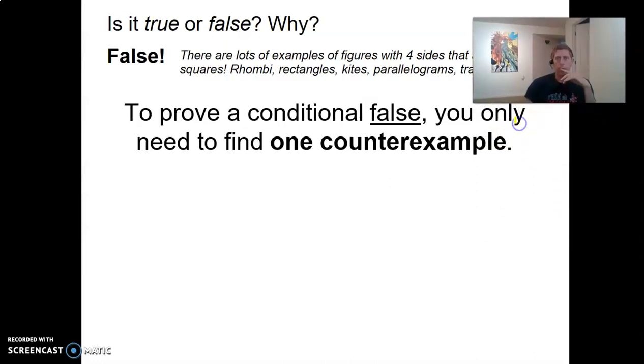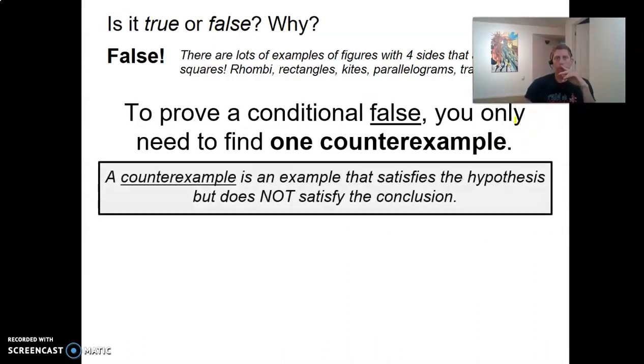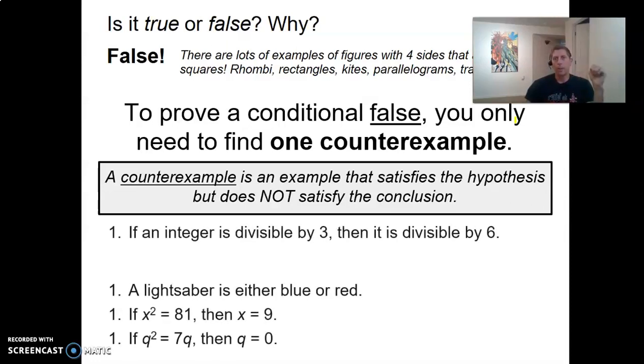So let's take a look at some more examples here. The counterexample, like I said, is an example that satisfies the hypothesis but does not satisfy the conclusion. Therefore, in the previous example, a rectangle has 4 sides but is not a square. That's a counterexample because it has 4 sides, proves the hypothesis true, but the conclusion, is a square, is not true.